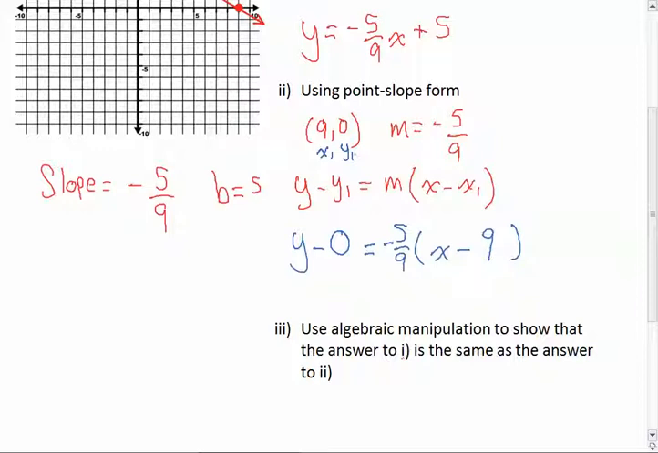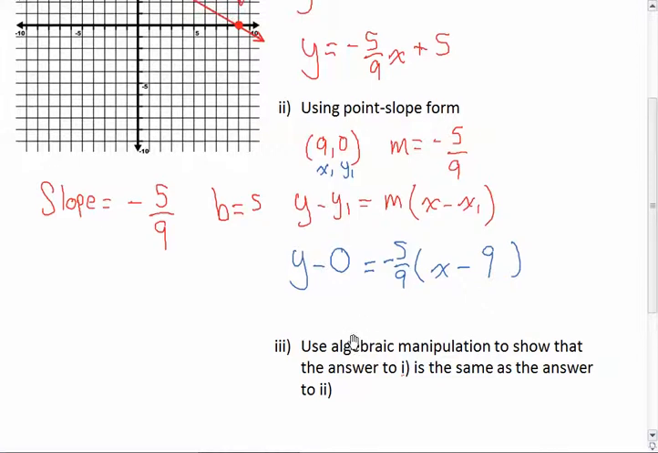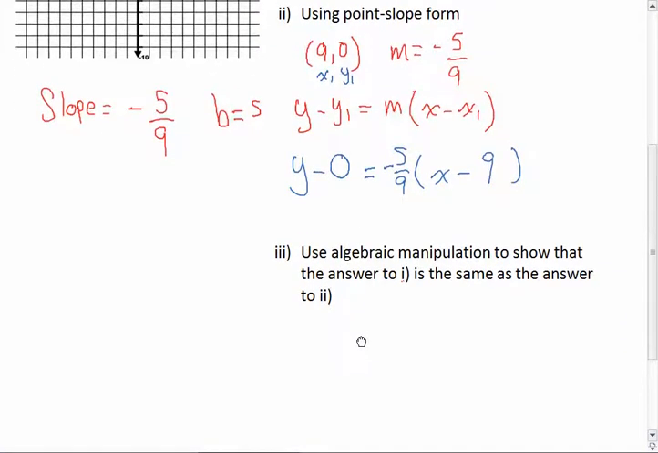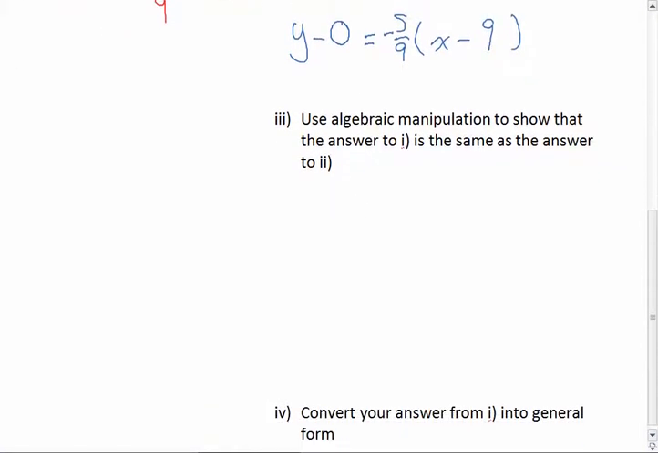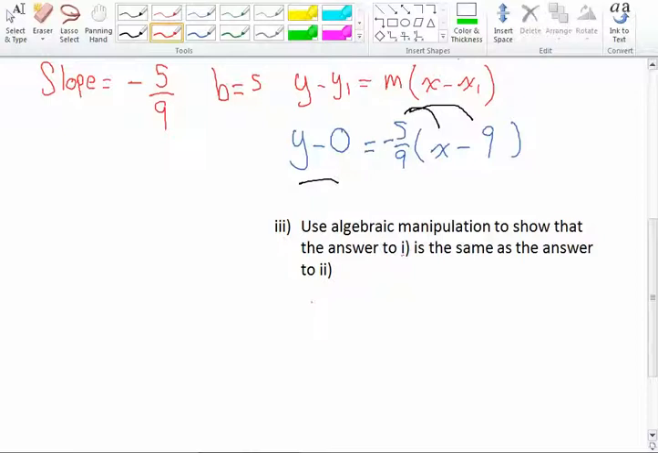Okay? So what we want to do now is we're going to use algebraic manipulation to show that the answer from 1 is the exact same as the answer from 2. Okay? And really, all that we have to do is to use the distributive property here. Okay? So notice that if I just use the distributive property and simplify the left-hand side, what do we get? So y take away 0 is the same as y. And if I use the distributive property, I'm going to get negative 5 over 9x.